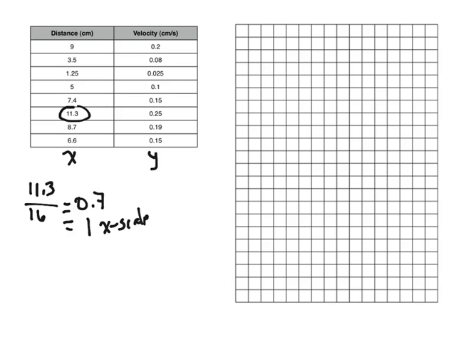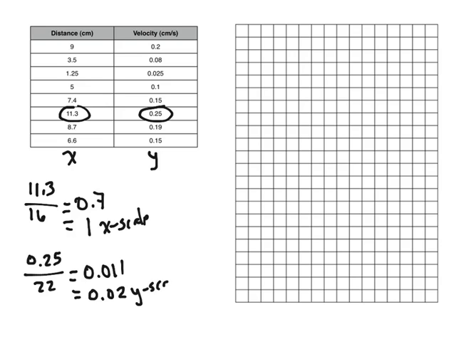Now let's look at my y-axis here. It looks like 0.25 is my largest number here. We've got 22 squares, so 0.25 divided by 22 is 0.011. So I'm going to round that one to 0.02 for my y scale. So let's see what that ends up looking like.